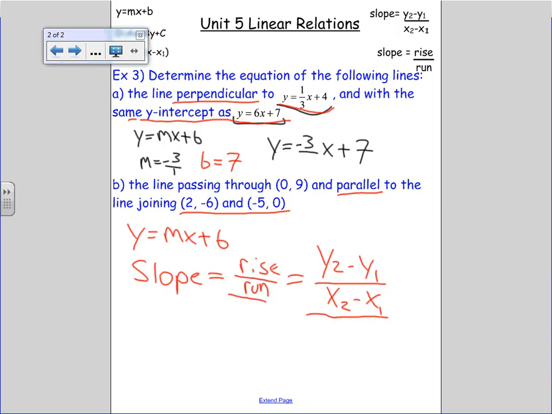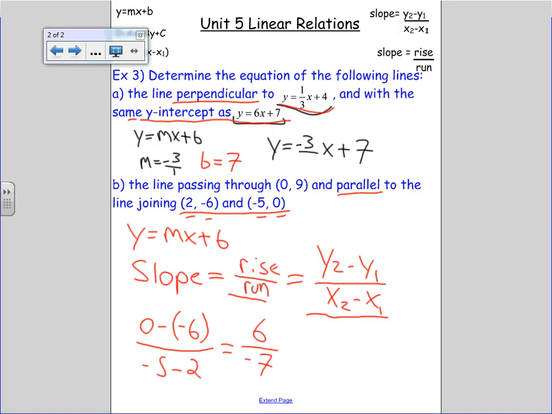So to figure out the slope, we need to go y2 minus y1. 0 minus -6. And divide it by x2 minus x1. -5 minus 2. And your beautiful answer should be 6 divided by -7.